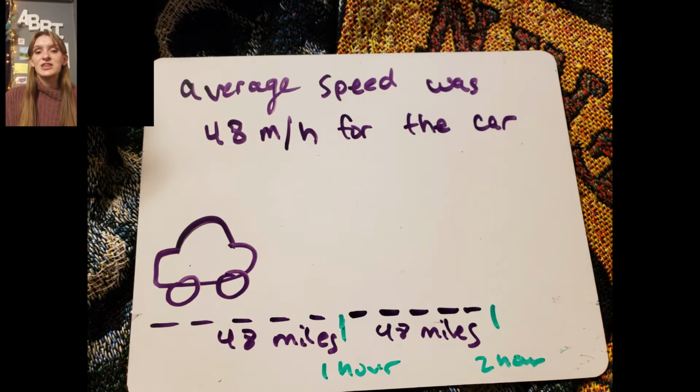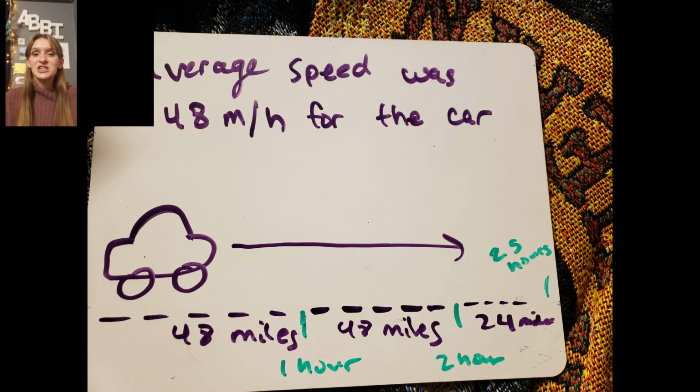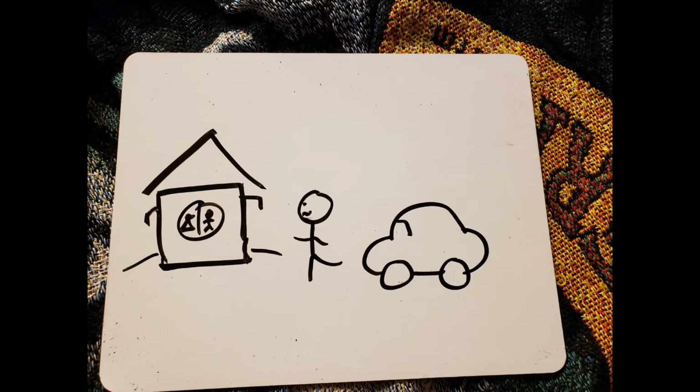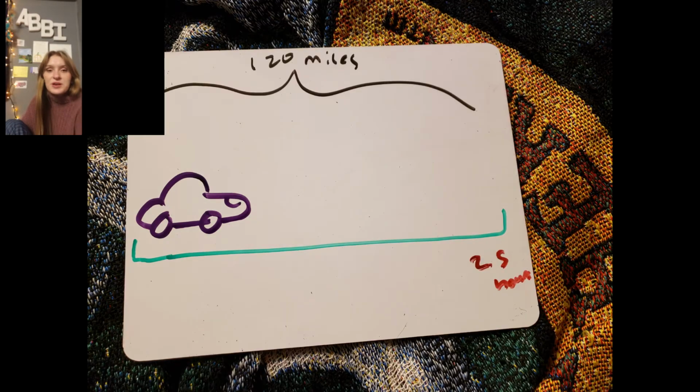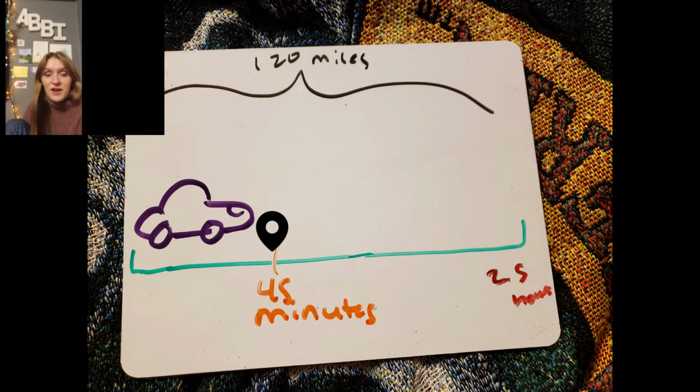But does this mean that the car was going 48 miles each hour it drove? No. People stopped for snacks, bathroom breaks, etc. What if in that same problem we wanted to find out the car speed at exactly 45 minutes?